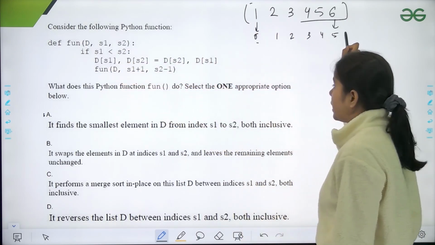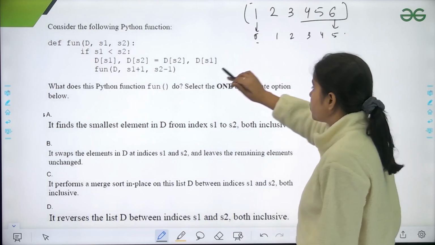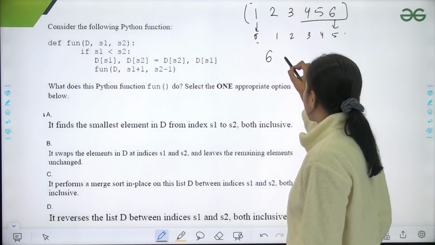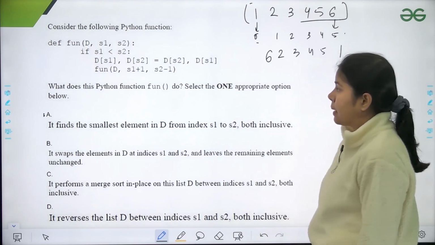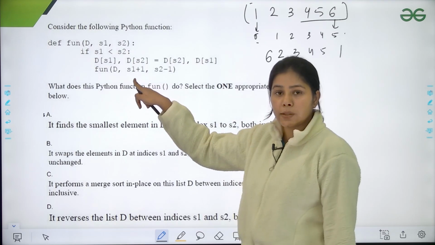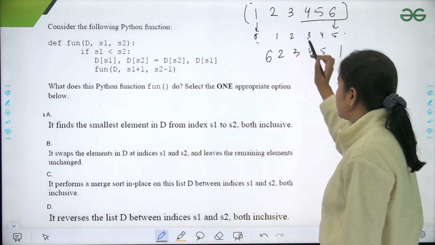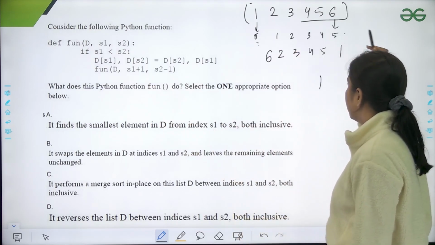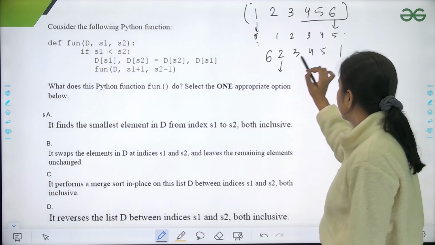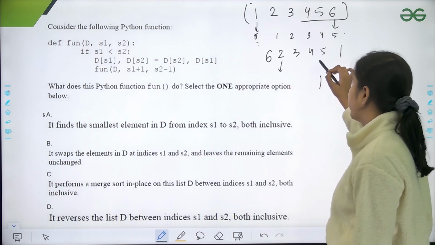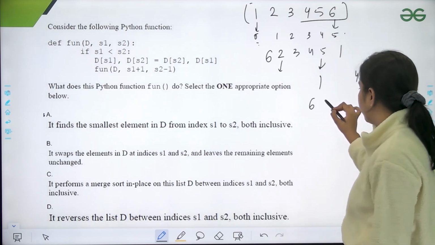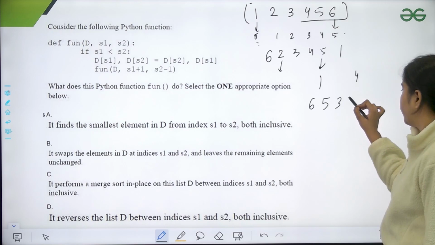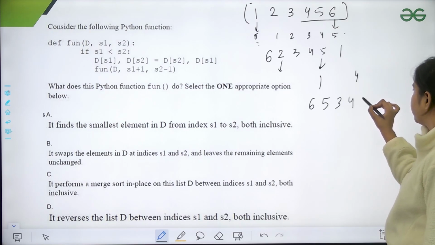So 0 is less than 5. So the two values get swapped: 6 would become here and 1 would become here, then 2, 3, 4, 5. Then we'll take s1 plus 1 and s2 minus 1. That means 0 plus 1, that is 1, and 5 minus 1, that is 4. We'll see these indices and replace these two. So what will we get? 6, 5, 3, 4, 2 and 1.